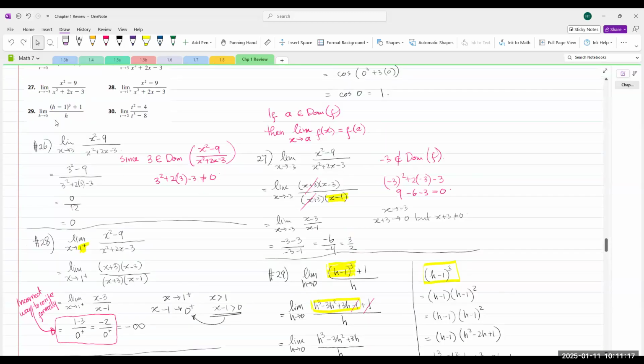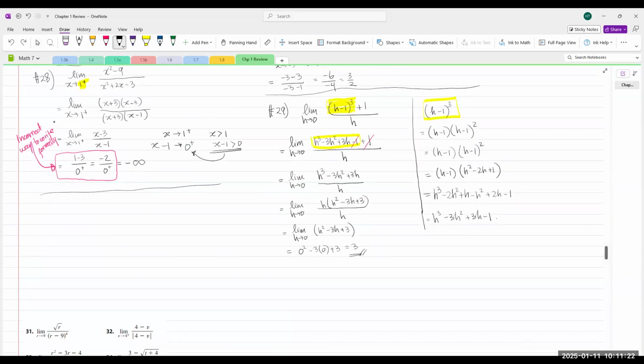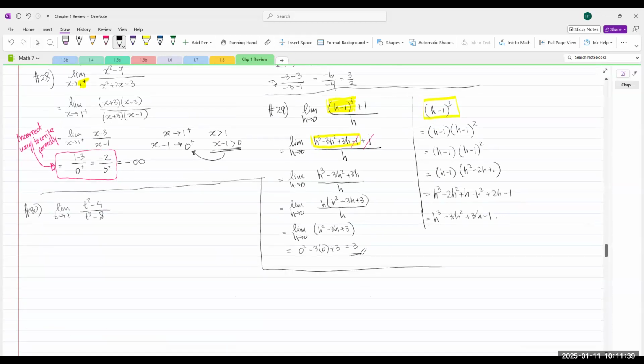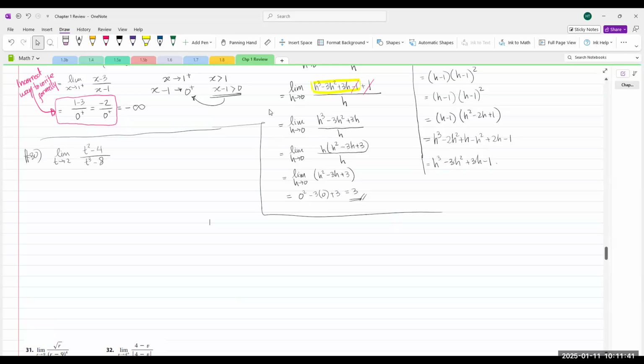Number 30, t squared minus 4 over t cubed minus 8. Limit as t approaching 2 of t squared minus 4 over t cubed minus 8. I think the top one is easy. Clearly 2 is not in the domain, because on the denominator, if you plug in t equals 2, you get 8 minus 8, which is 0.